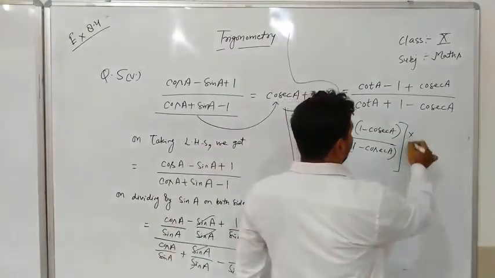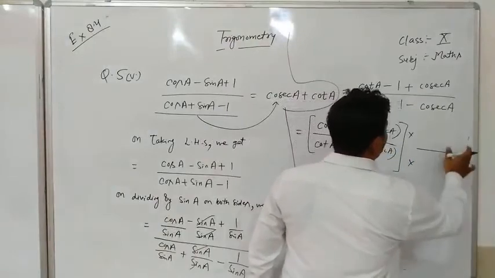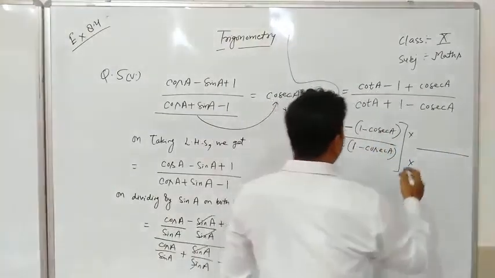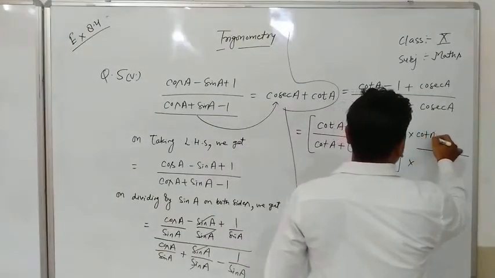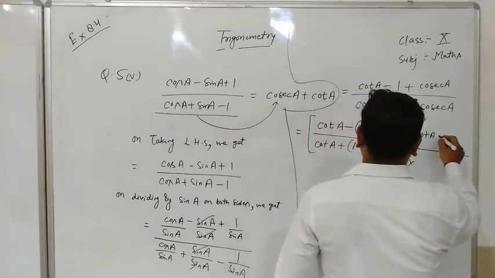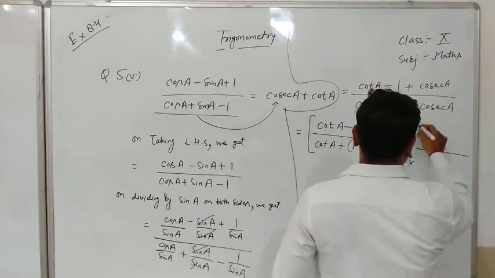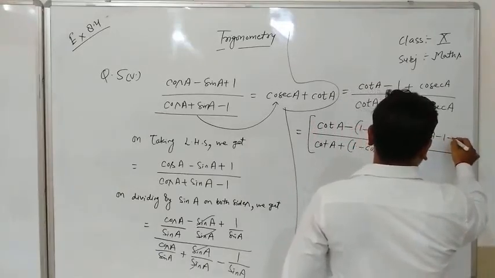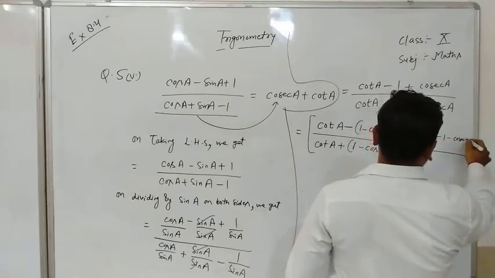So we will change the sign of this. After changing the sign of this, we will multiply both on the numerator and the denominator. So it will be cot A plus minus 1 minus cosec A.